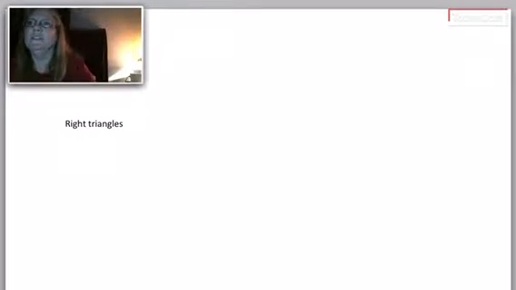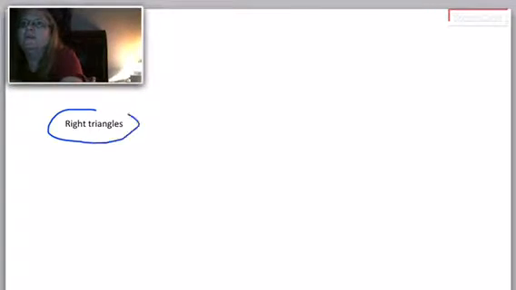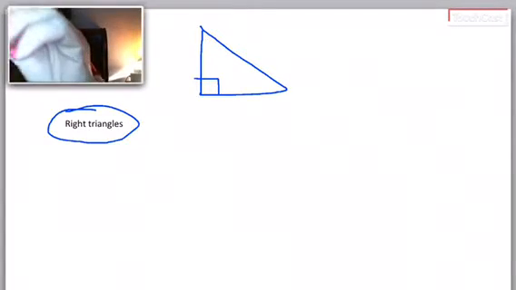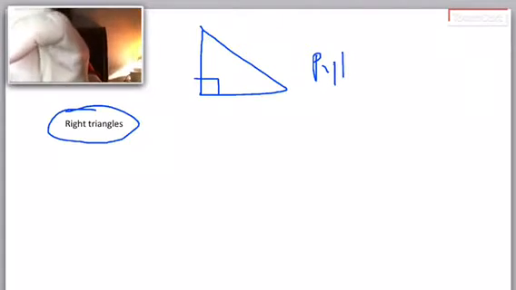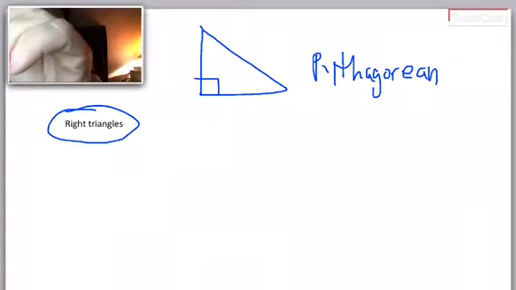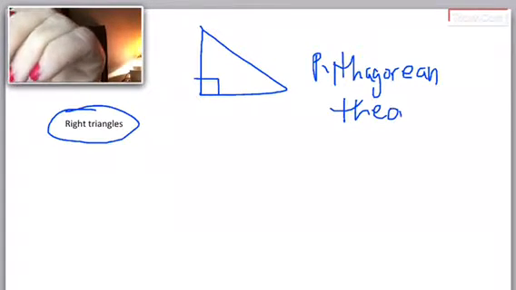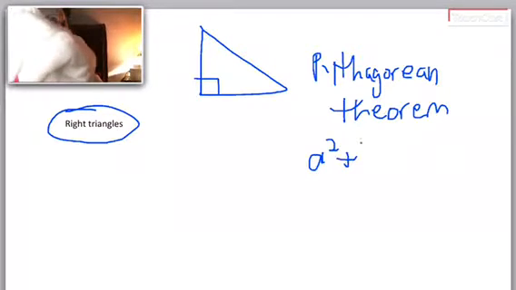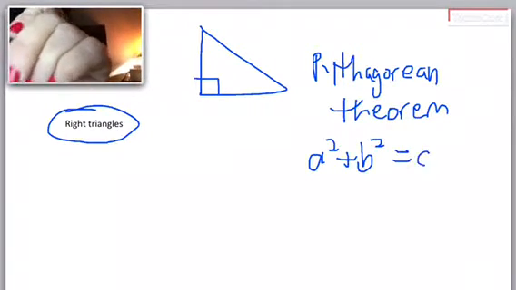I'd like to start this video just talking in general about right triangles. When we have a right triangle, there is always a relationship between the lengths of the sides in every right triangle. And the first way that we learn to describe this relationship is the Pythagorean theorem. The Pythagorean theorem tells us a squared plus b squared is equal to c squared.